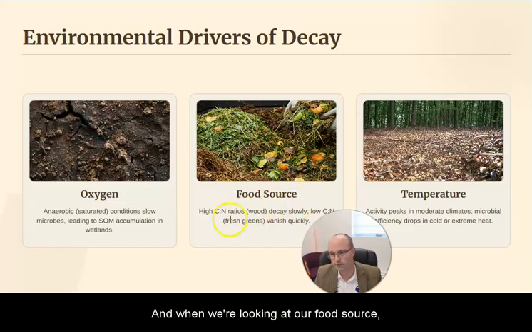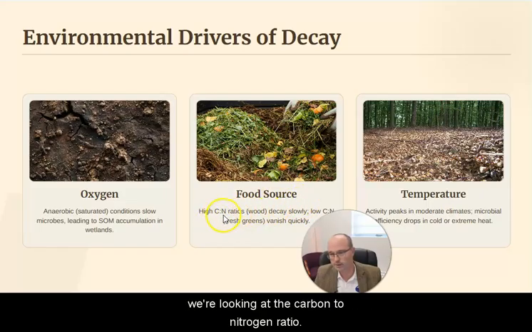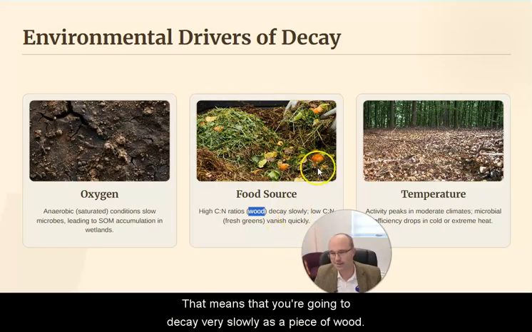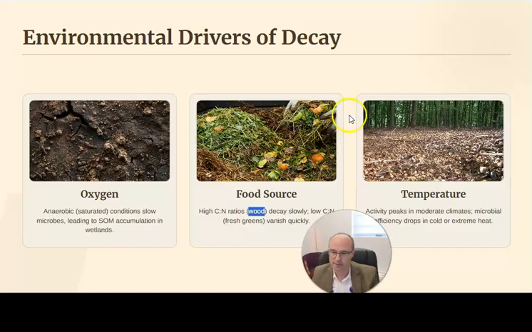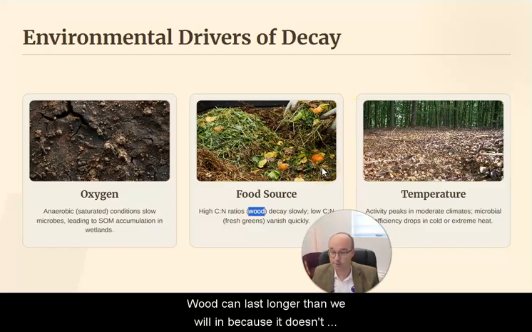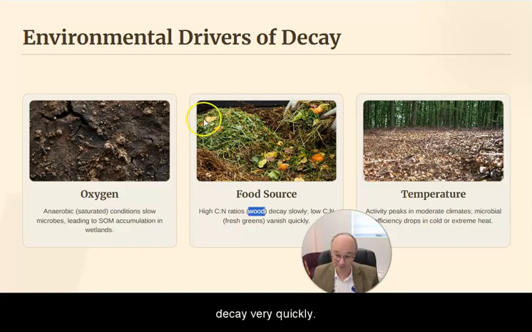And when we're looking at our food source, we're looking at the carbon to nitrogen ratio. Carbon is C, nitrogen is N. And so that ratio is important. Now, in high carbon to nitrogen ratios, say in wood, so it's mostly carbon and very little nitrogen, that means that you're going to decay very slowly as a piece of wood. As you know, it can last quite a long time, especially here in the arid Southwest. Wood can last longer than we will because it doesn't decay very quickly.